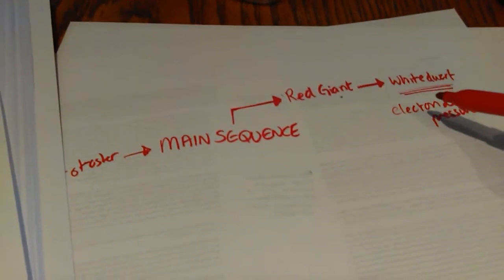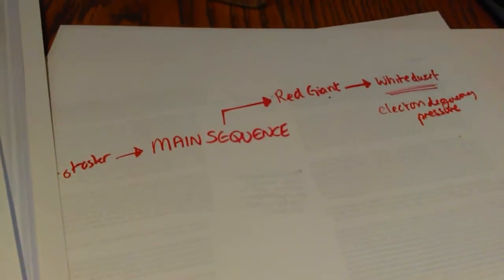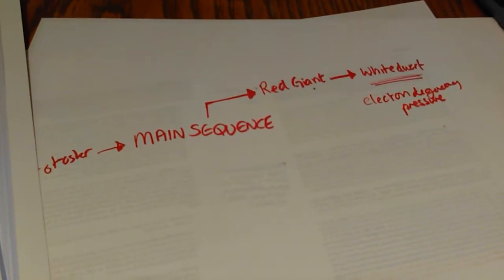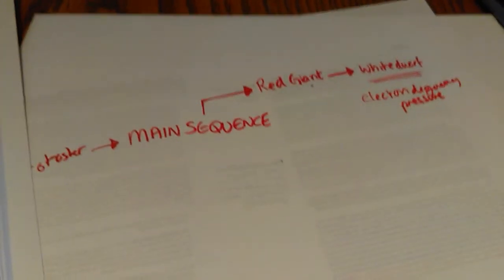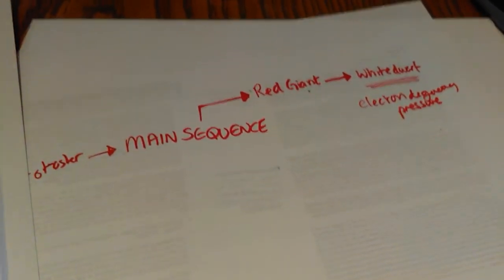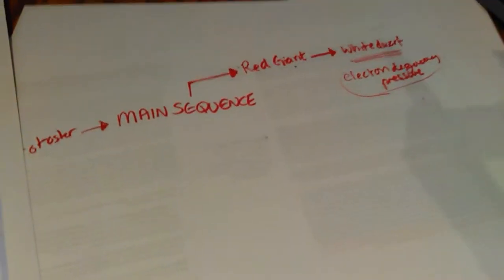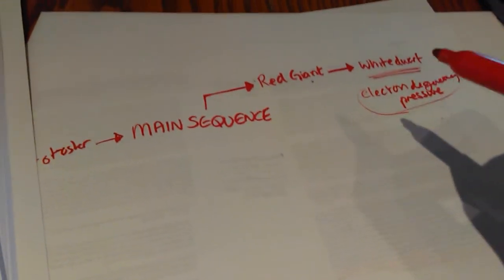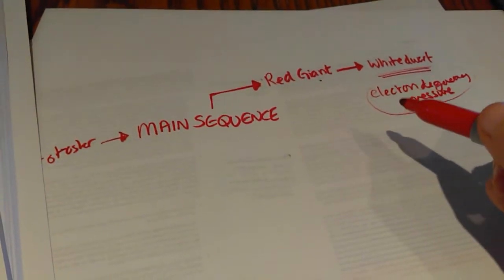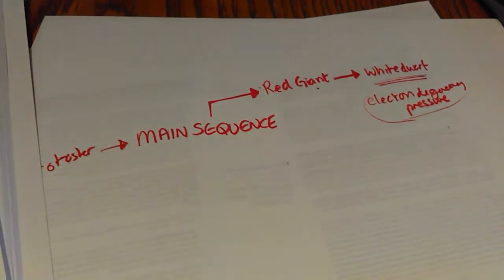Over time, the white dwarf will just cool down. It's a dead star. It will cool down eventually to a black dwarf, so you won't have as many photons being emitted. But that electron degeneracy pressure is the thing that keeps it stable, that stops it going supernova, which we will look at down here.